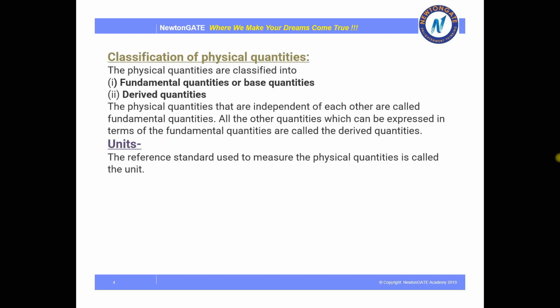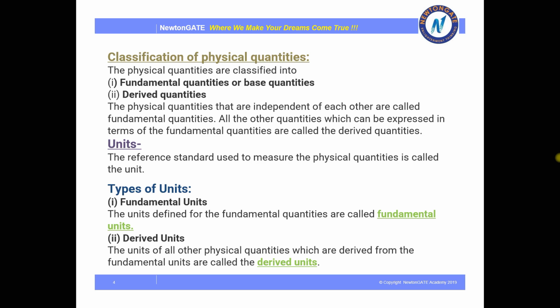Classification of physical quantities. Physical quantities are classified broadly into 2 types. The physical quantities that are independent of each other are called fundamental quantities. All the other quantities which can be expressed in terms of the fundamental quantities are called derived quantities. Next are the units. The reference standard used to measure a physical quantity is called the unit.